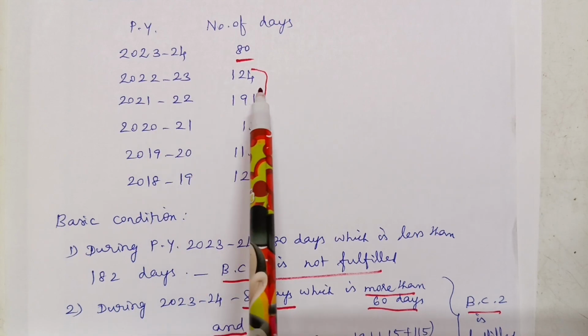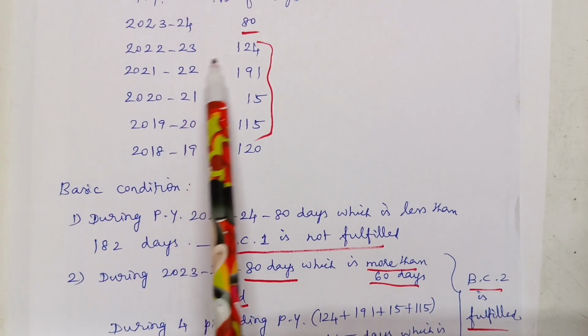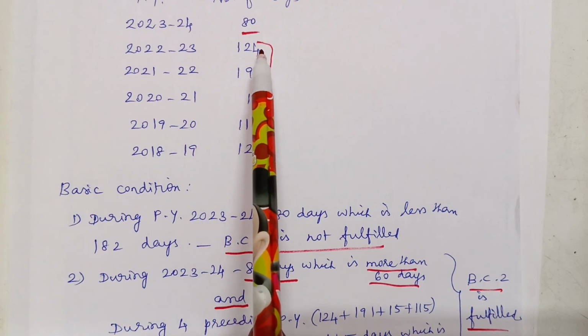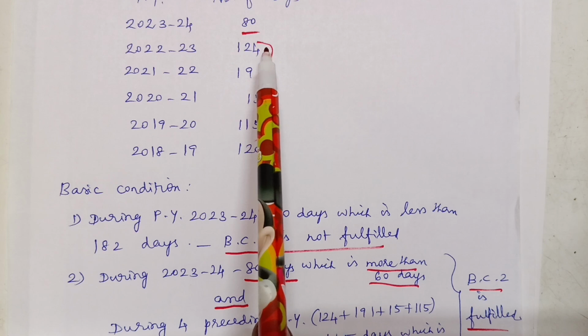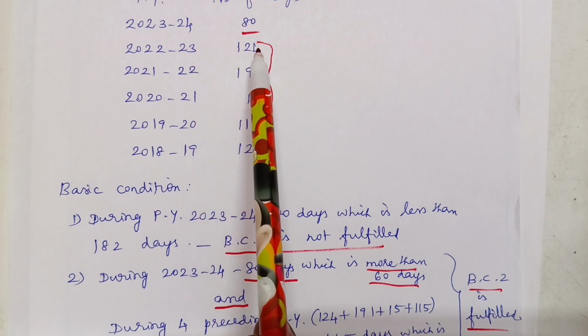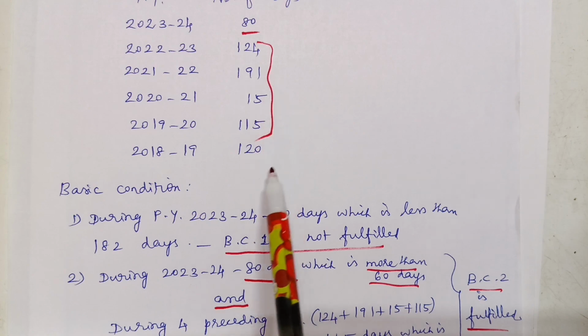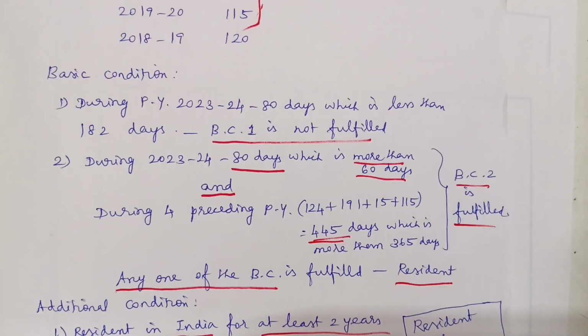For each year you have to check whether any one of the basic conditions is fulfilled. Looking at 2022-23, basic condition 1 is not fulfilled as the number of days is less than 182. So you have to check basic condition 2. In this previous year, the number of days is more than 60 days, and the total of the 4 preceding years is more than 365. So during 2022-23, the assessee is a resident as basic condition 2 is fulfilled.